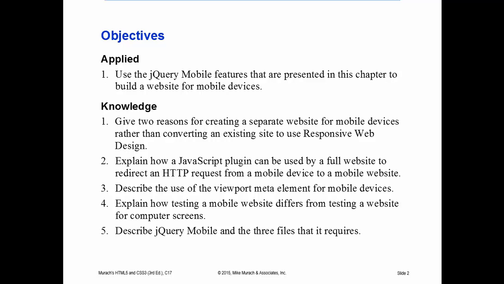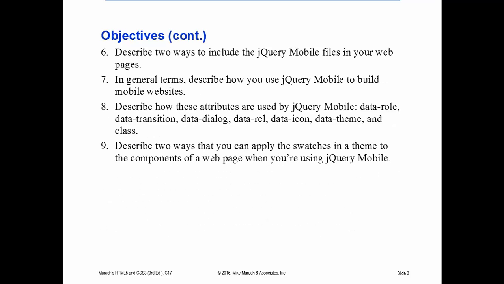Describe the use of the viewport meta element for mobile devices. Explain how testing a mobile website differs from testing a website for computer screens. Describe jQuery Mobile and the 3 files it requires. Describe 2 ways to include the jQuery mobile files in your web pages. In general terms, describe how you use jQuery Mobile to build mobile websites.